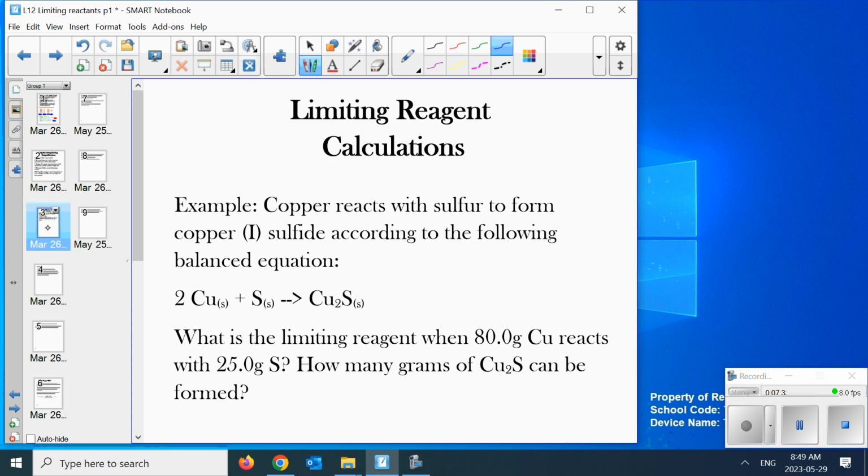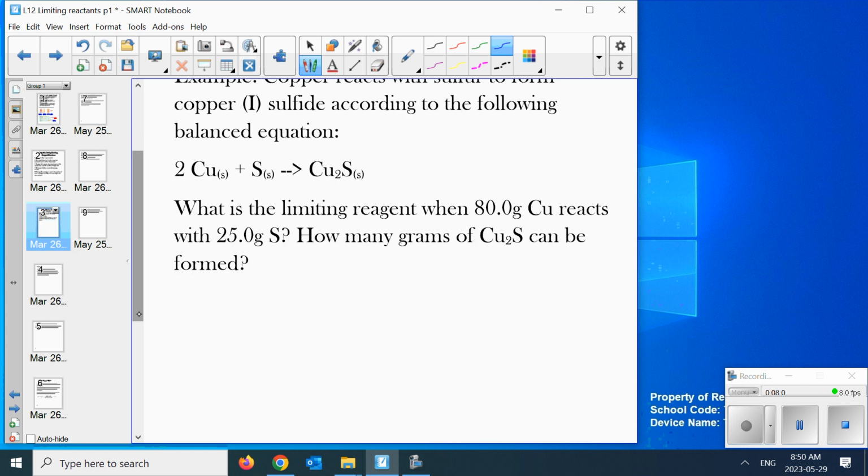The example we're going to look at is this copper reaction. Copper reacts with sulfur to form copper(I) sulfide according to this reaction. What's the limiting reactant? Say 80 grams of copper reacts with 25 grams of sulfur. How many grams of copper(I) sulfide can be formed? This is a typical question. We've got information given about both reactants. It's essentially just an extra step in our previous problems.